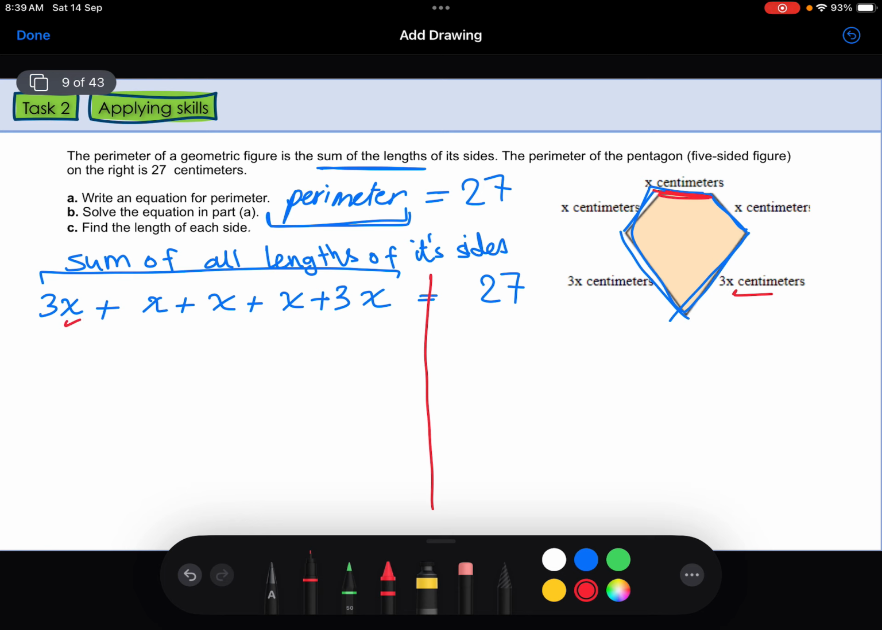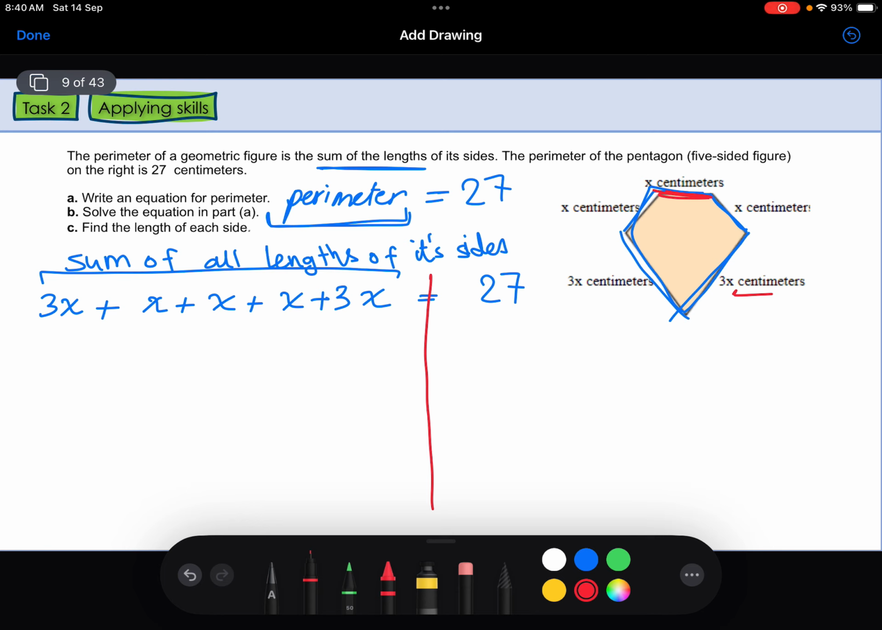Since all of them have x, they are like terms. This means that I can combine them. I can say 3x plus x is 4x. 4x plus x is 5x. 5x plus x is 6x. 6x plus 3x is 9x. I can go ahead and combine them, each two together. If you want to combine them mentally, you can list them vertically and combine them, whatever suits you, just find the answer.